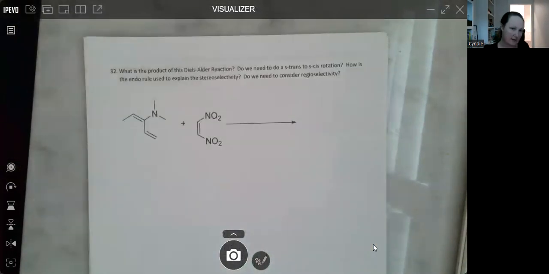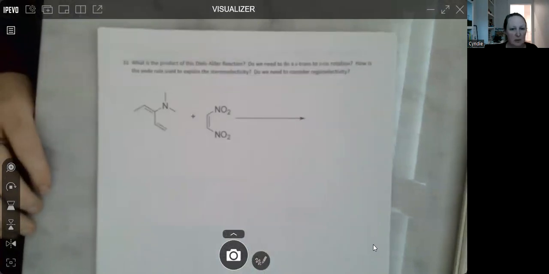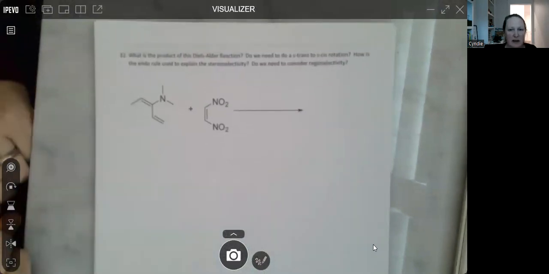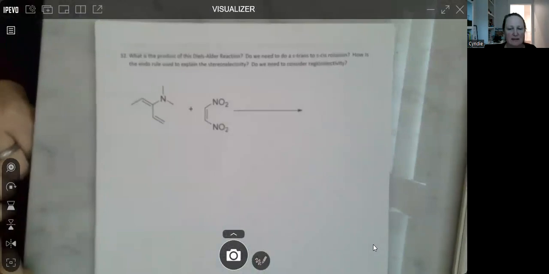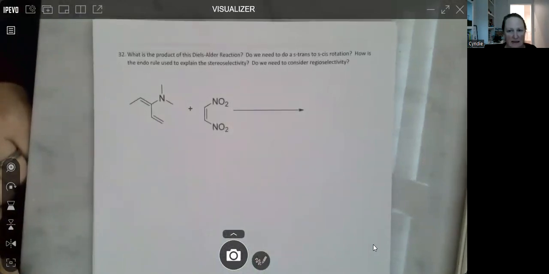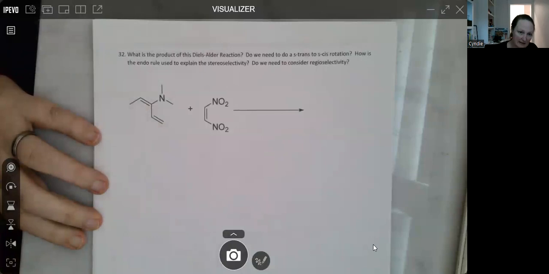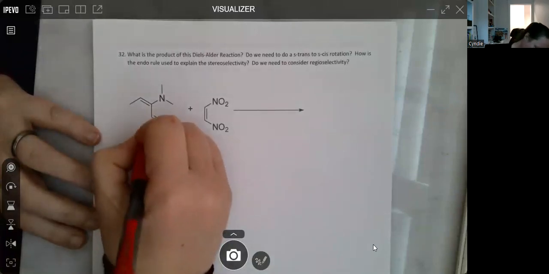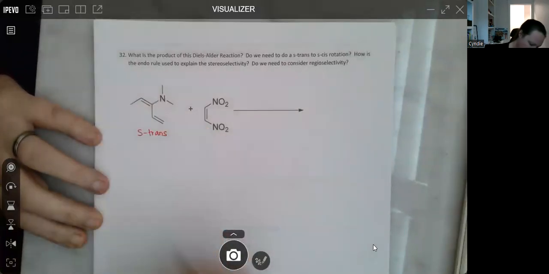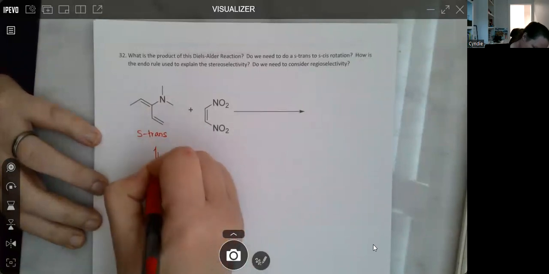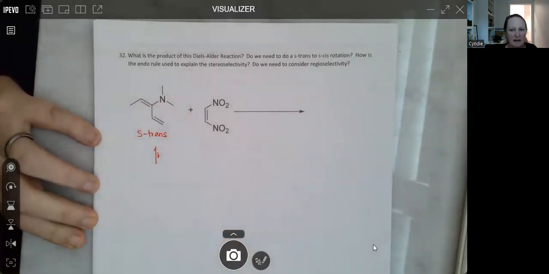All right, next question. What is the product of this Diels-Alder reaction? Do we need to do an S-trans to S-cis rotation? How is the endo rule used to explain the stereoselectivity? Do we need to consider regioselectivity? Okay, so right now, this is drawn in an S-trans configuration. So yes, we do need to do an S-trans to S-cis rotation.